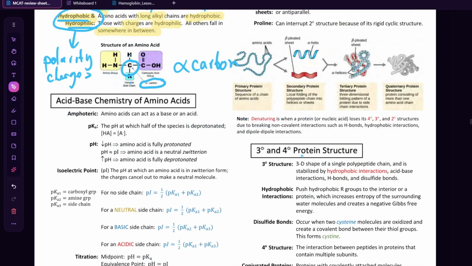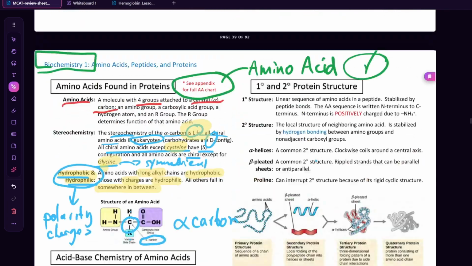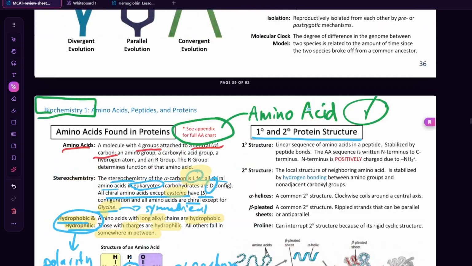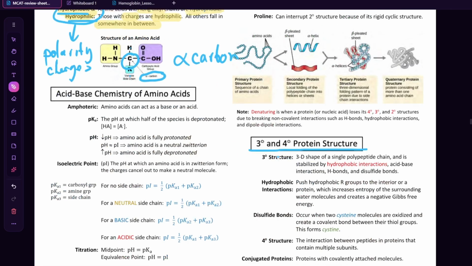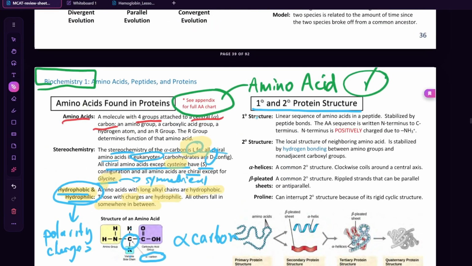All right, so then we're going to go into actually protein structure. So protein structure is divided into 4. So you can have primary, secondary, tertiary, and quaternary structures. So for primary structures, it's just a linear chain of amino acids in a peptide, stabilized by peptide bonds. And so the amino acid sequence is written from N-terminus to C-terminus. N-terminus is probably charged due to the amino.